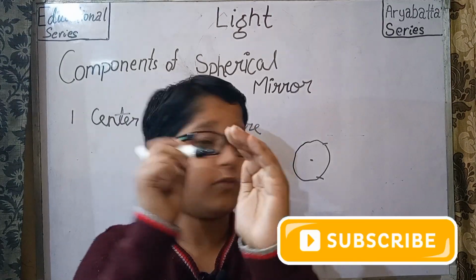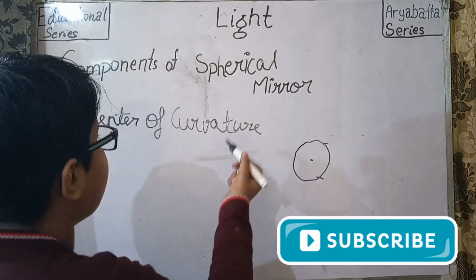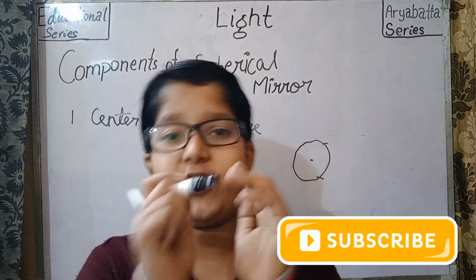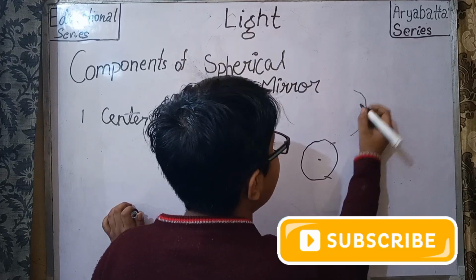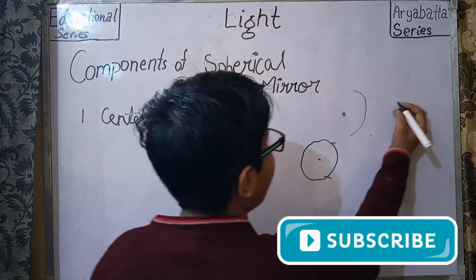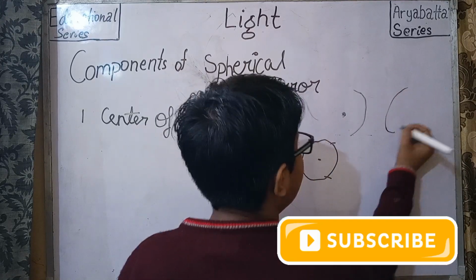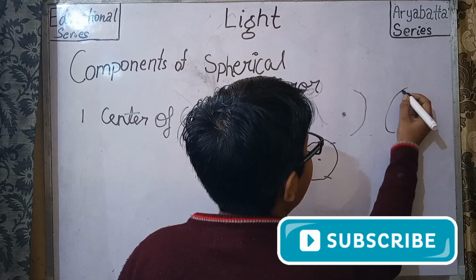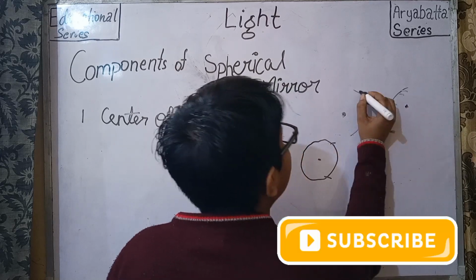So the center of curvature is behind a convex mirror. In a concave mirror, the center of curvature is in the front, while in a convex mirror the center of curvature is at the back, while the polished area is here.